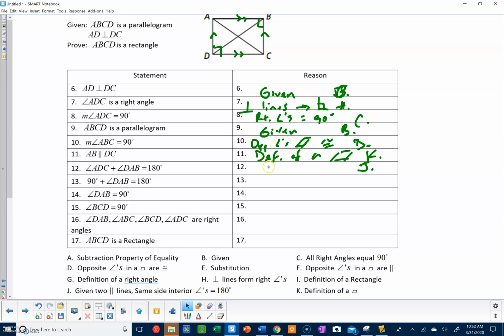This one says that same side interior angles add up to 180. Then we know what angle ADC is. We know that way back up here, so we're just substituting it in place right here. So we're using the substitution property of equality. Then if we solve this equation by subtracting 90, we get to our next equation. This is choice A, the subtraction property of equality.